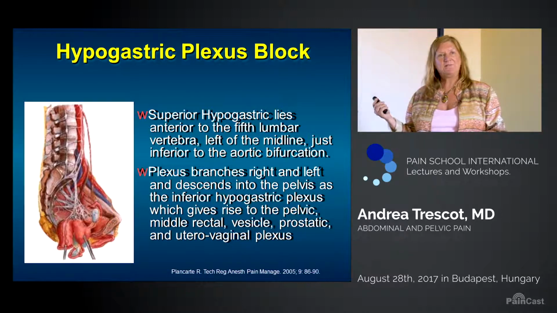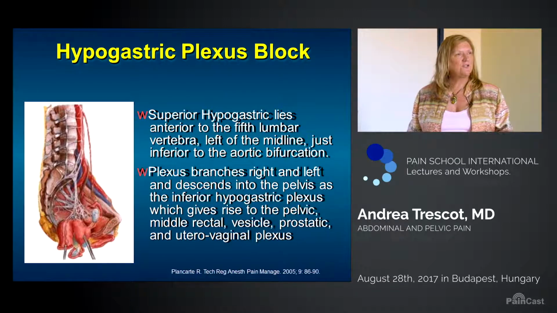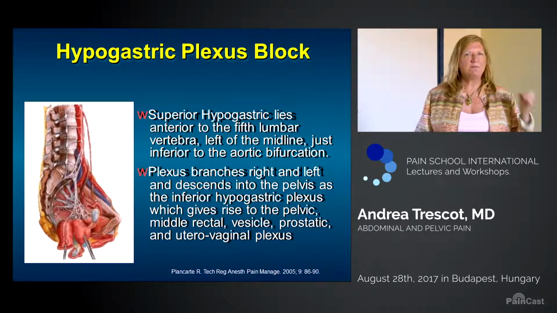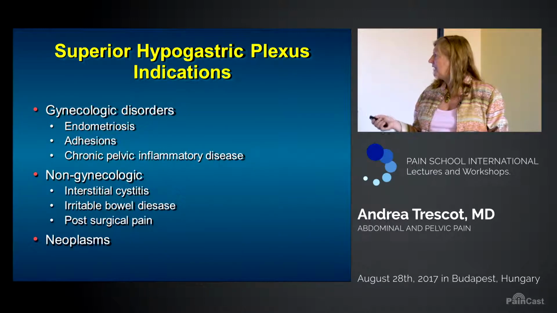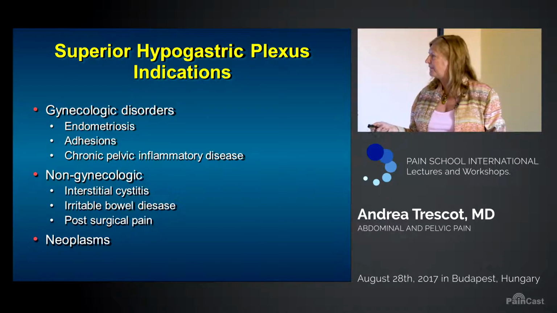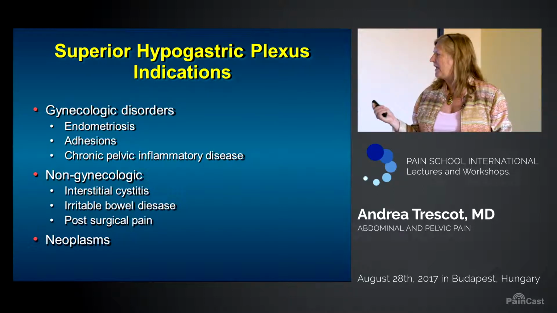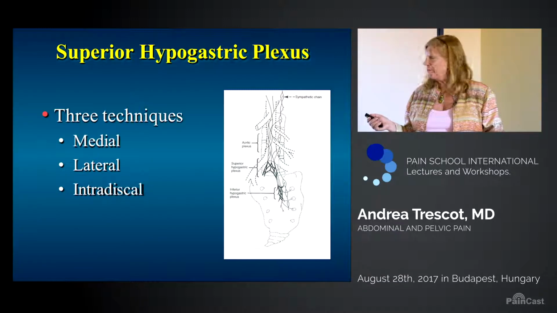In fact, he sees many, many women in the Mexico City area who come for hundreds of miles to get this injection. He doesn't even do a diagnostic block because there's so little in this area that can cause problems. He just goes straight to the neurolytic. These are used for gynecologic disorders, chronic pelvic inflammatory disease, endometriosis, the non-gynecologic interstitial cystitis, irritable bowel, post-surgical pain, and obviously neoplasms. There are 3 techniques.